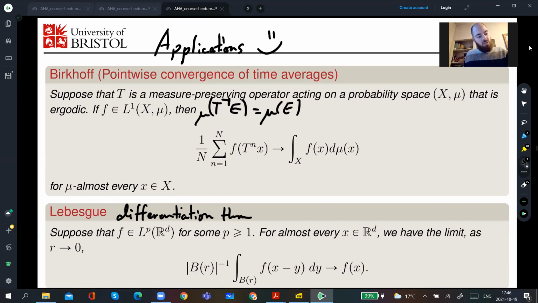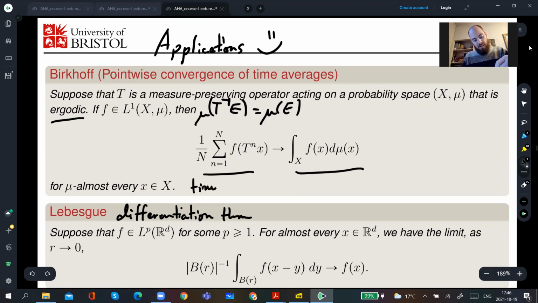And if you also assume that T is ergodic, then you have the following pointwise ergodic theorem. For any function in L1 on your probability space, the time averages tend to the space average as time goes to infinity.